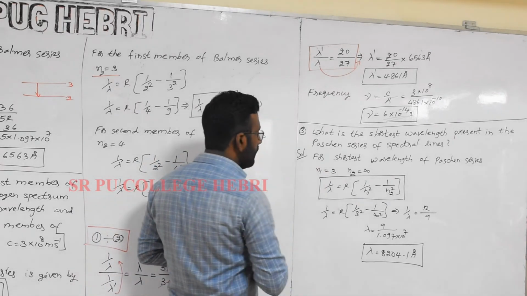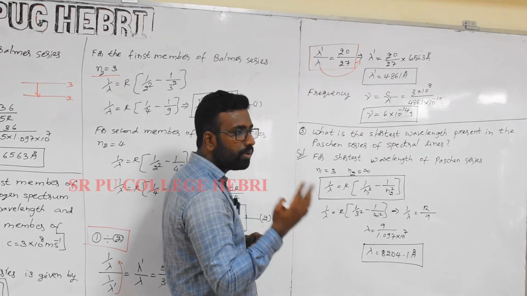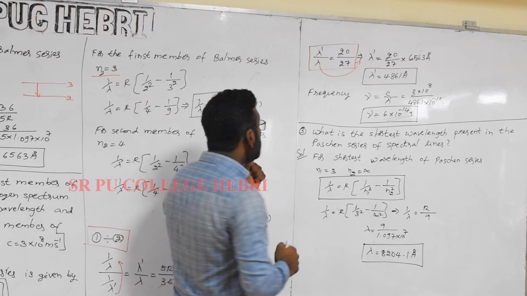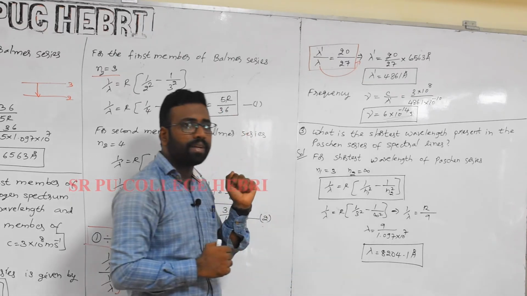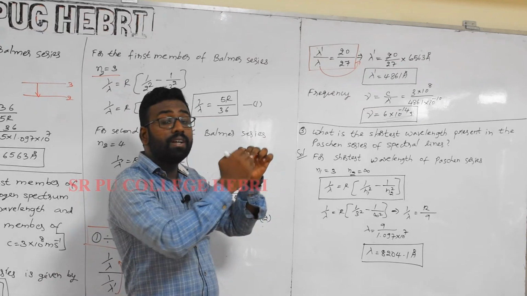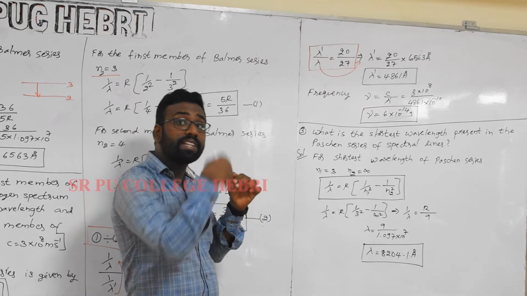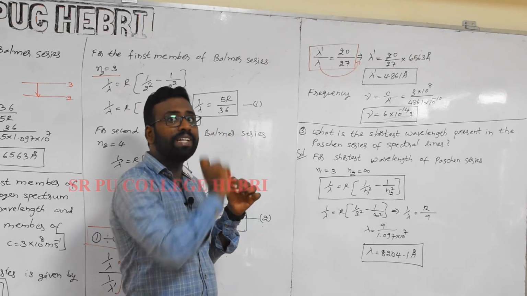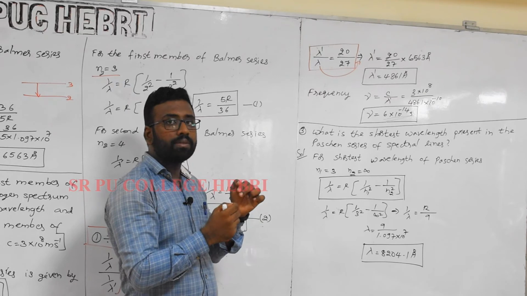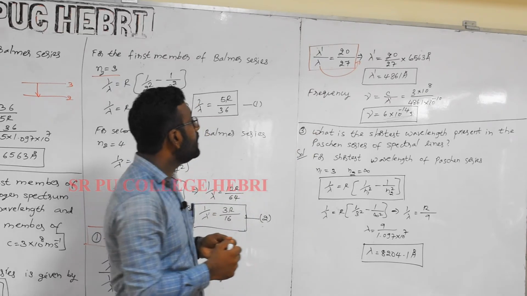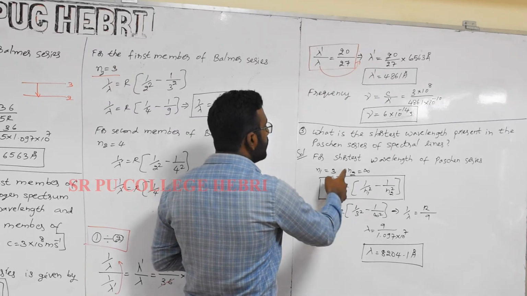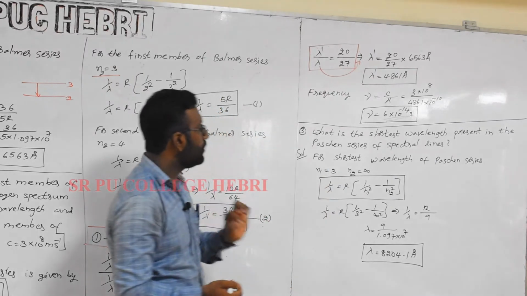So what do you have? n1 is equal to 3. For the Balmer series, we had n1 equal to 2. Here we have n1 equal to 3. Now, shortest wavelength, what is the meaning of that? Highest frequency. So from where should the atom get de-excited? From infinity. Why? Because you should have large energy. So the shortest wavelength in the Paschen series will have the highest frequency, so it has to get de-excited from infinity.